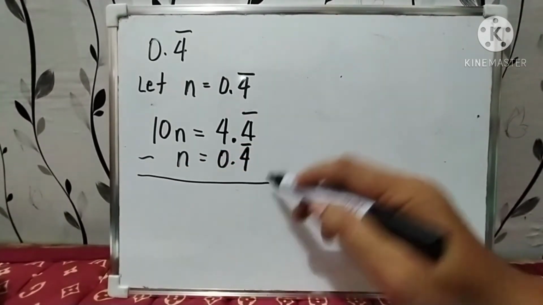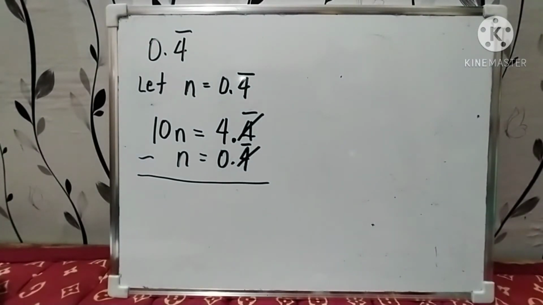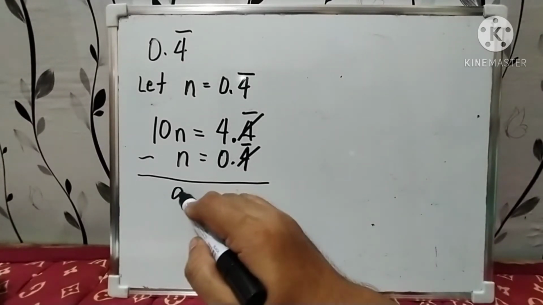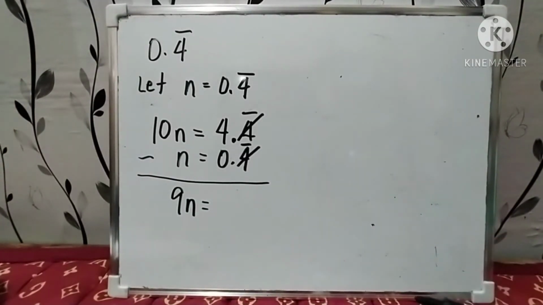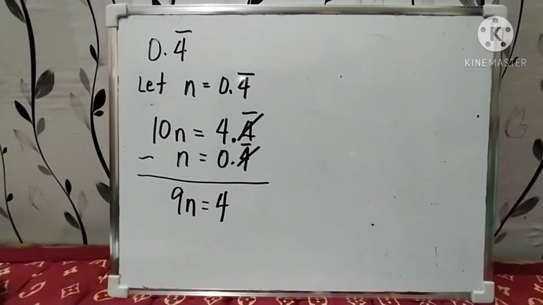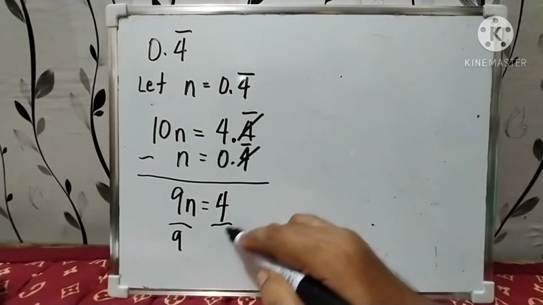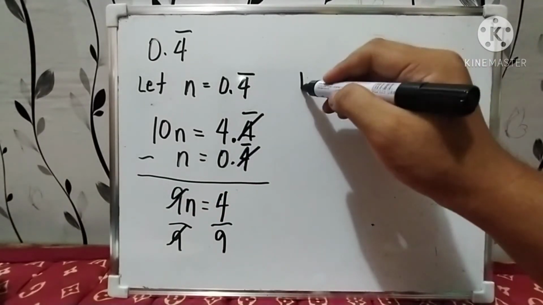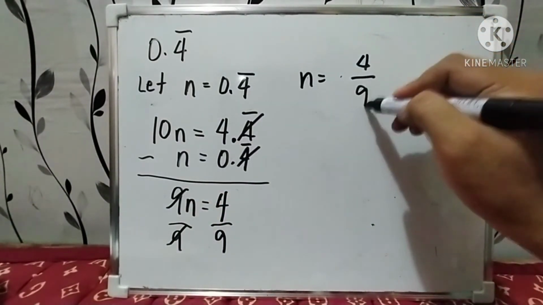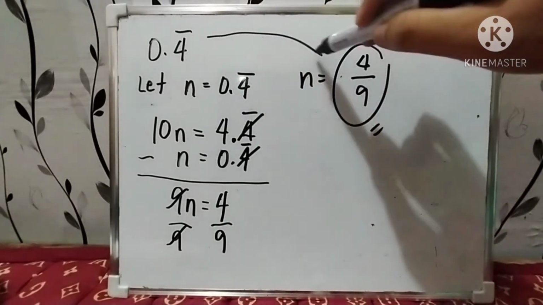Ayan. So, kung mapapansin nyo, makakancel to. Then, 10n minus n is equal to 9n is equal to 4 minus 0 is 4. We're going to get the value of n. So, we divide both sides by 9. So, cancel out yon. Ang n natin should be 4 over 9. So, therefore, ang 0.4 na non-terminating repeating decimal is equivalent to 4 over 9.